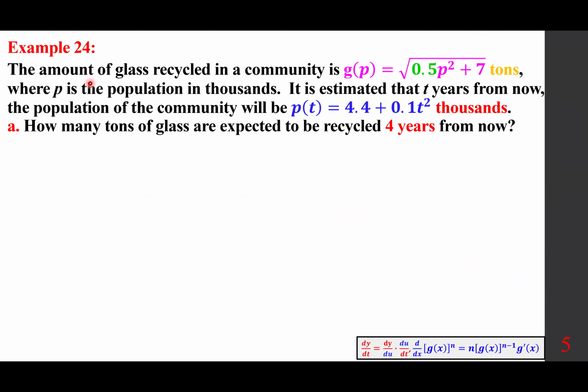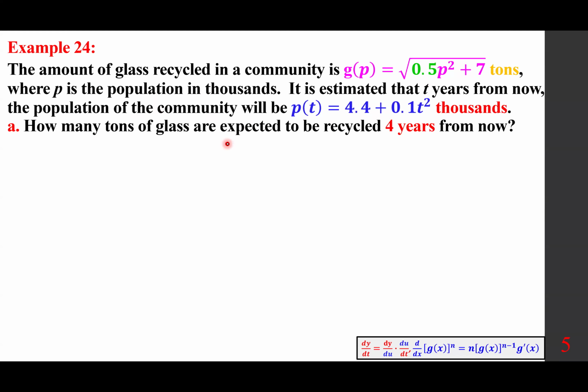The amount of glass recycled in a community is G of P equals the square root of 0.5 P squared plus 7 tons, where P is the population in thousands. It is estimated that T years from now, the population of the community will be P of T equals 4.4 plus 0.1 T squared thousands. How many tons of glass are expected to be recycled 4 years from now?